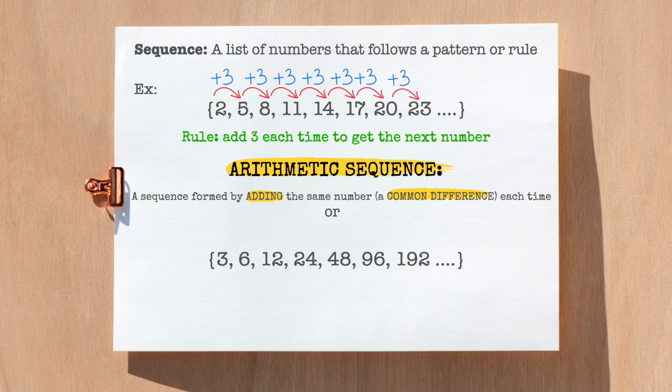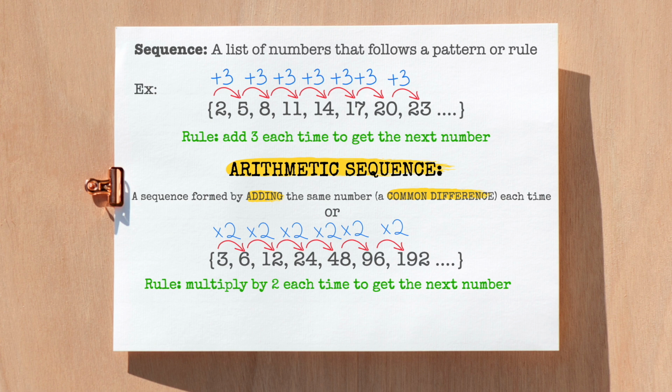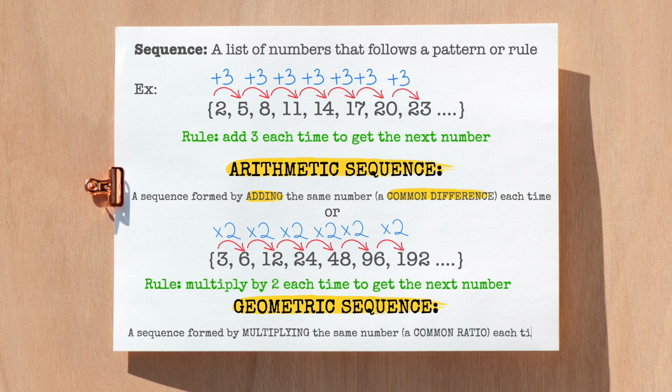The second rule, you probably also could pick up on what the pattern was. In this case, I just multiplied by 2 every time, times 2, all the way down the line. We call this kind of sequence a geometric sequence. And a geometric sequence, just like you might have guessed, it's formed by multiplying the same number each time. And that number that we're multiplying, we call that a common ratio.